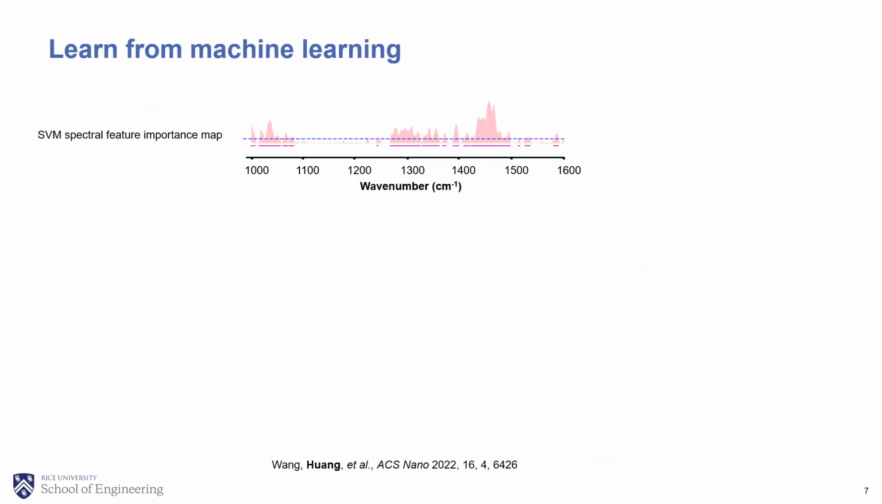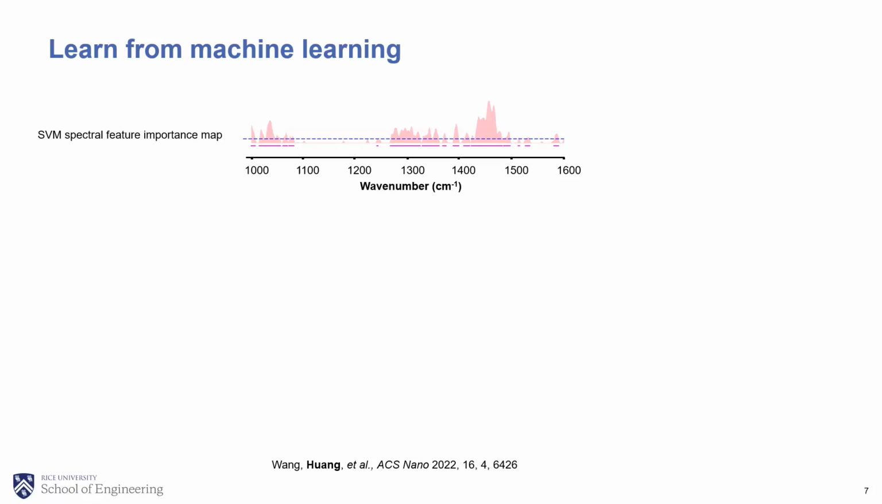So it turns out, if we use this very simple algorithm, SVM, support vector machine, we can obtain this so-called spectral feature importance. This means the importance of each wave number in classifying AD versus non-AD. So what's the use of the spectral feature importance? Well, if you consider that Raman spectra are fingerprints for the molecules, the spectral feature importance should have a good correlation with the Raman spectra of the biomarkers for Alzheimer's disease, right?